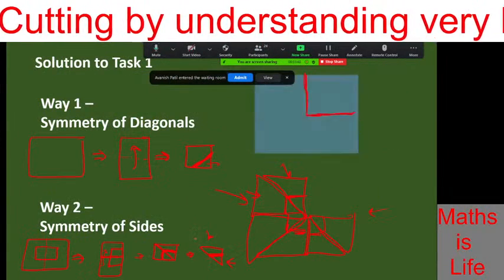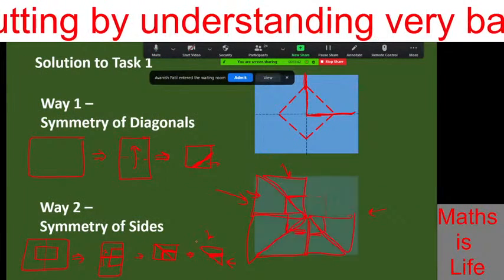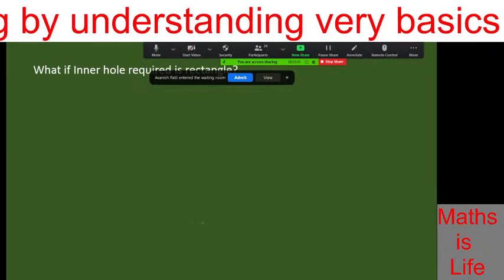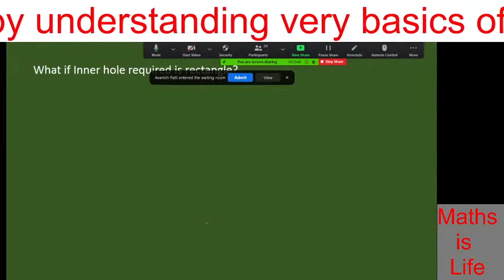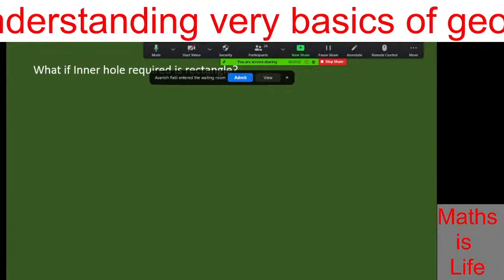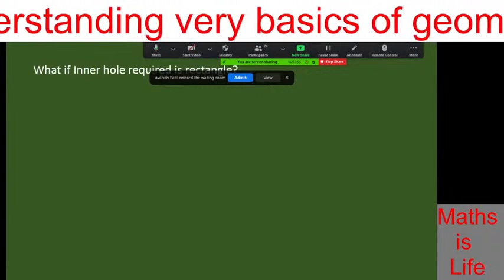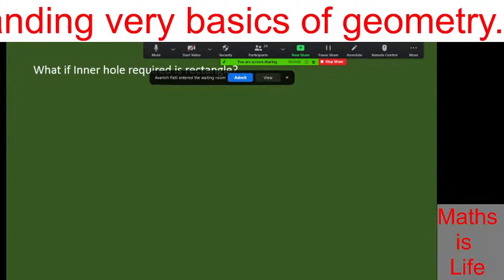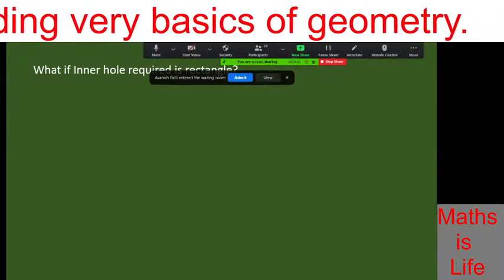Okay, so let's take the next part now. We have separated a square. What if the inner hole is a rectangle? Just like the previous case, whatever the size or shape of the paper is, no problem. We require the hole inside that paper to be a rectangle using only one straight cut. How can we do this?